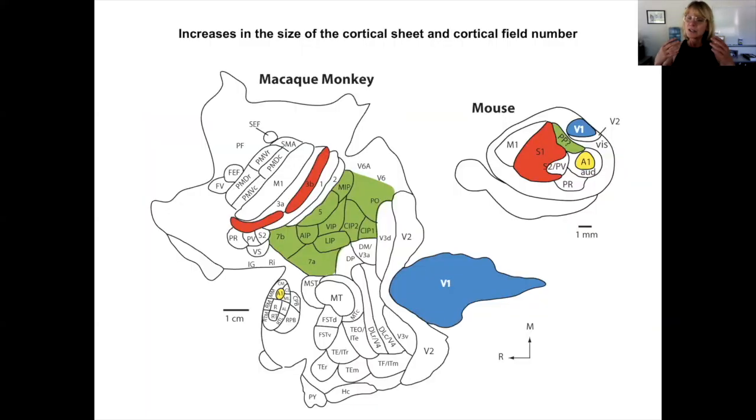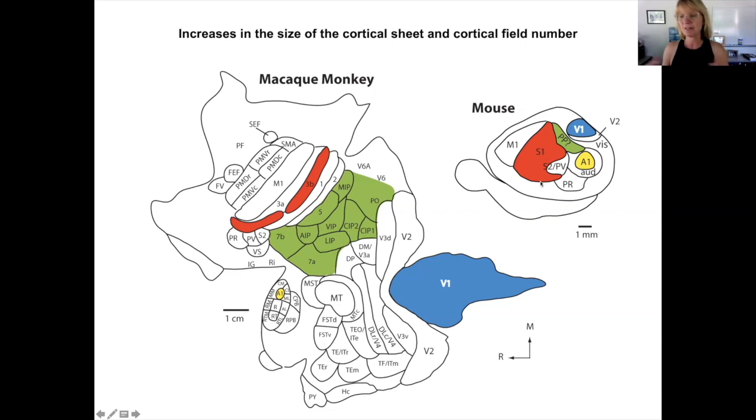Okay. So there are common features of organization. We can identify them in all these species, but there are also differences. So this is a flattened view of a macaque monkey to the left and a mouse to the right, and they're not drawn to scale. Rostral is to the left and medial is to the top, and I can identify a primary visual cortex in blue here, and I can identify that same cortical field in mice. I can identify a somatosensory cortical field in red, an auditory cortical field in yellow, but I can see that there are large differences.